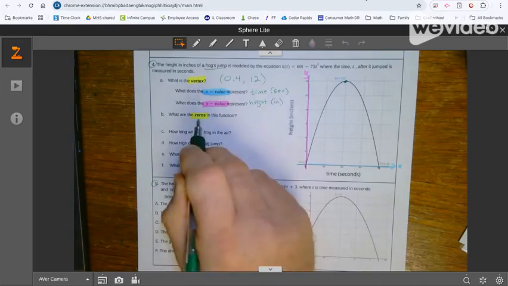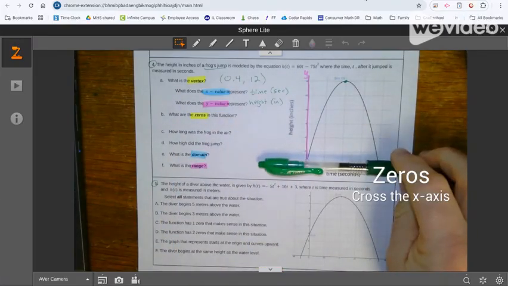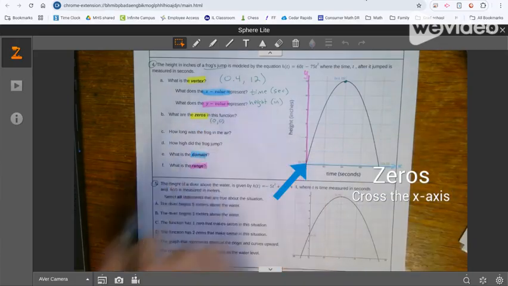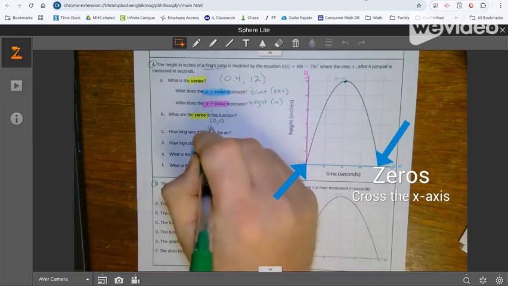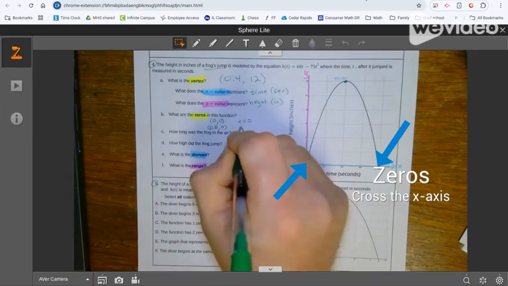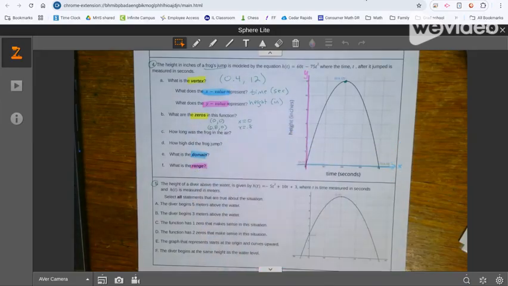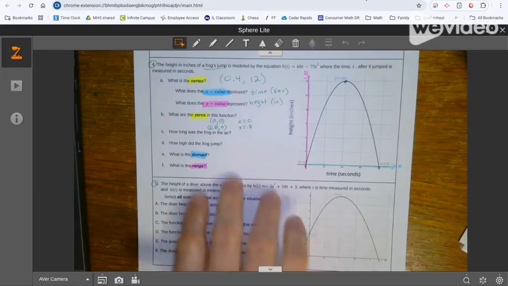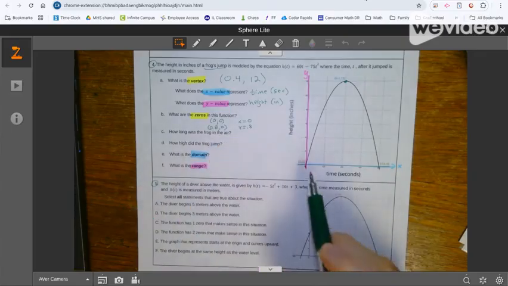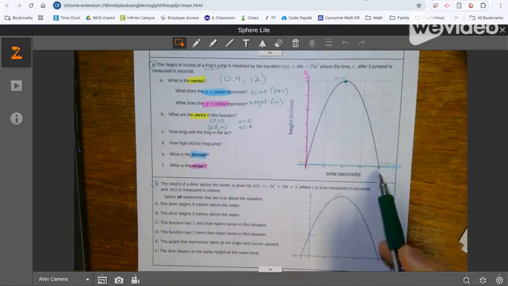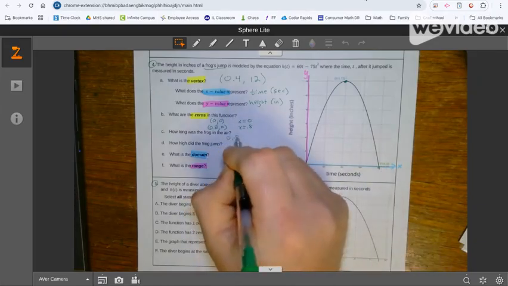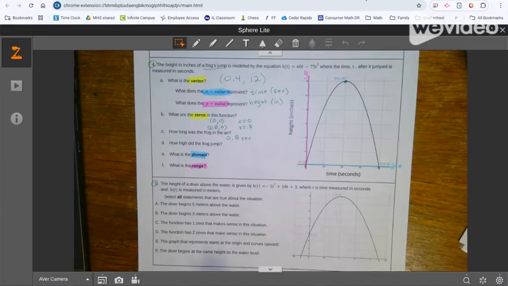The zeros are those very important features where we cross the x-axis. In this case, you can write it as 0, comma 0, and you could write it as 0.8, comma 0. Sometimes I like to write x equals 0, x equals 0.8, just two ways to represent the information. But let's interpret the information. How long was the frog in the air? Well, it jumps, it's still in the air, in the air, in the air. It was in the air until that other 0. So it was in the air for 0.8, and let's put the unit behind it, seconds.